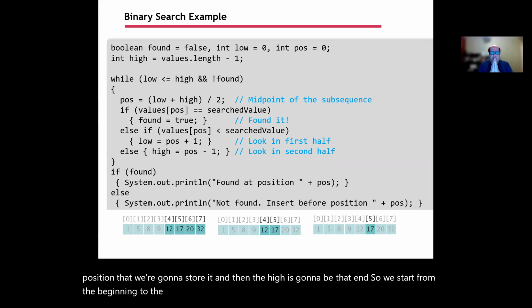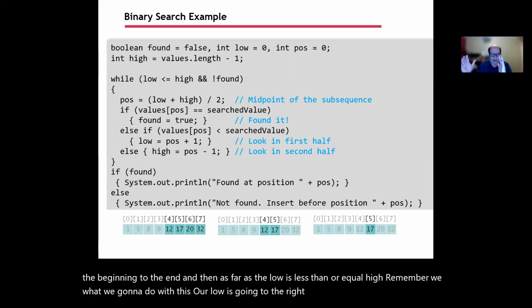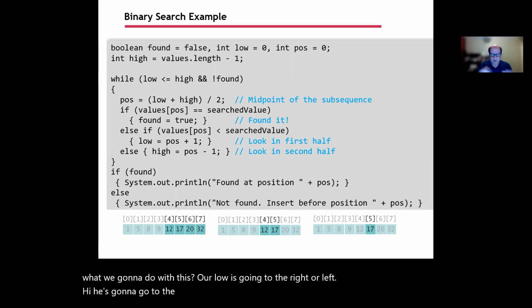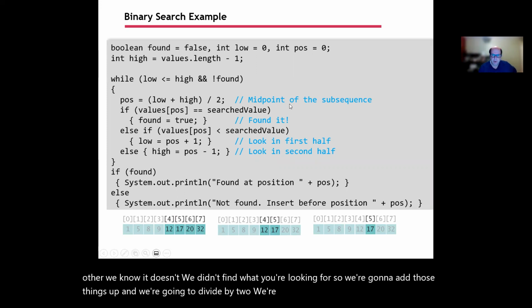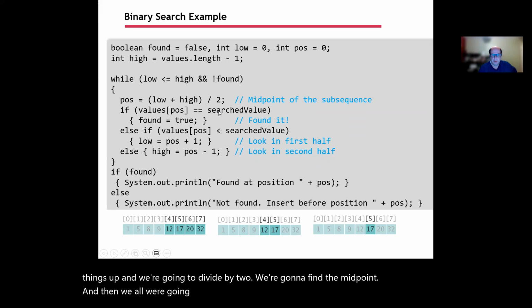And then as long as low is less than or equal to high, we continue. Remember, low is going to move to the right and high is going to move to the left, and somewhere they may cross each other. If they cross each other, we know we didn't find what we're looking for. So we add those two up and divide by 2 to find the midpoint. Then we go to the midpoint, and if we found it, then we're done.